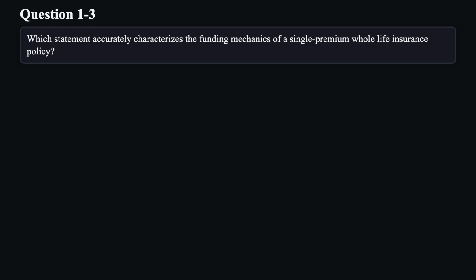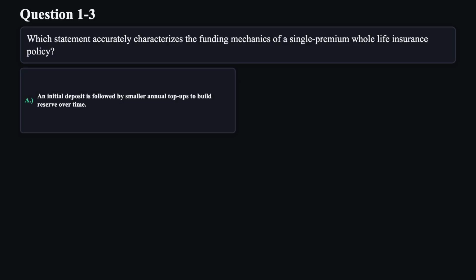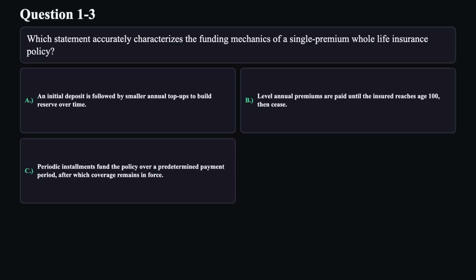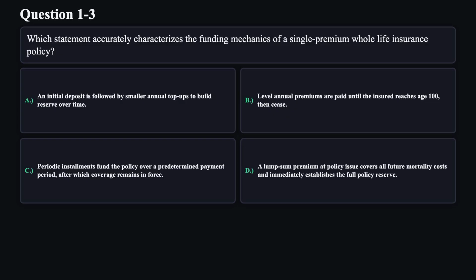Question 3. Which statement accurately characterizes the funding mechanics of a single premium, whole life insurance policy? A. An initial deposit is followed by smaller annual top-ups to build reserve over time. B. Level annual premiums are paid until the insured reaches age 100, then cease. C. Periodic installments fund the policy over a predetermined payment period, after which coverage remains in force. D. A lump sum premium at policy issue covers all future mortality costs and immediately establishes the full policy reserve.